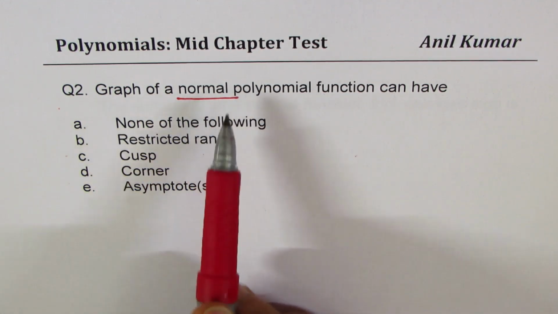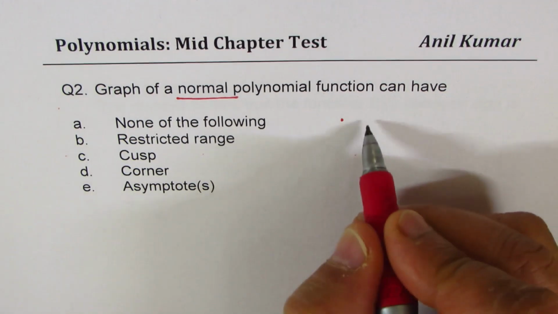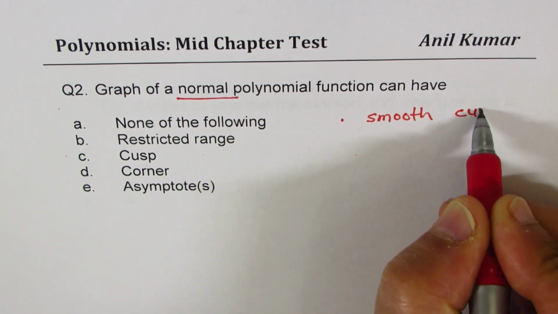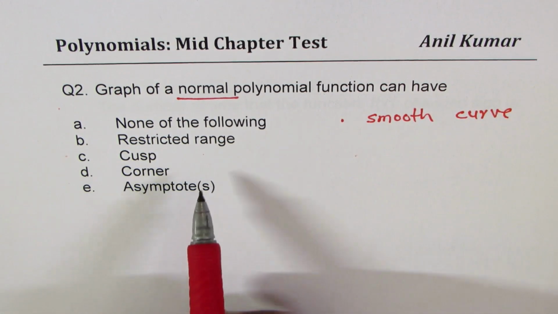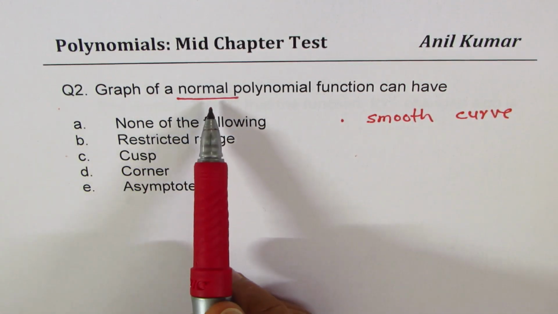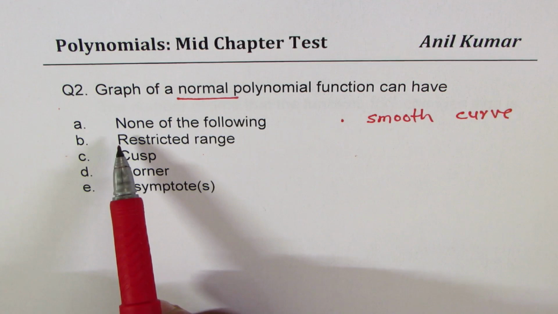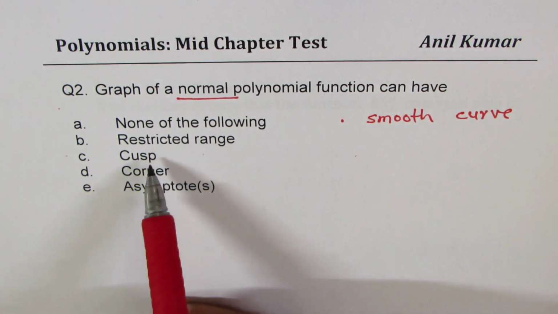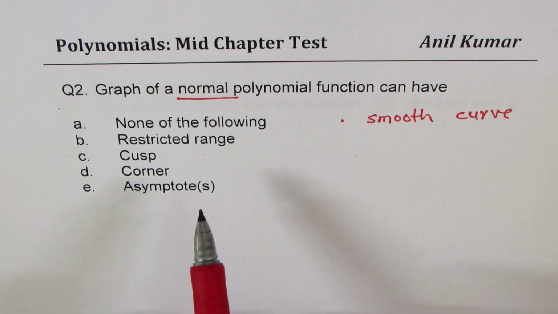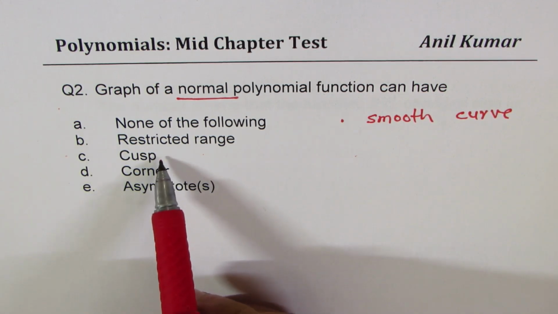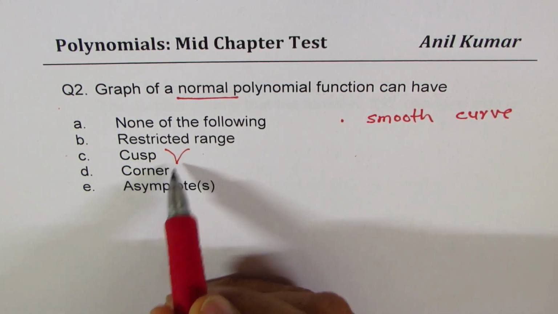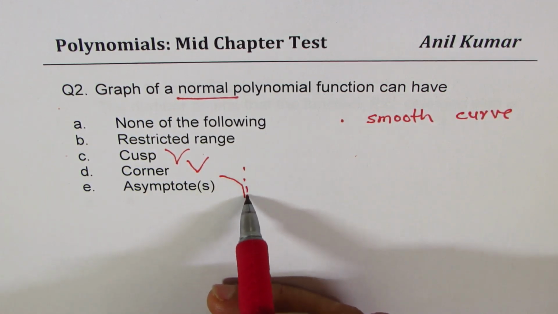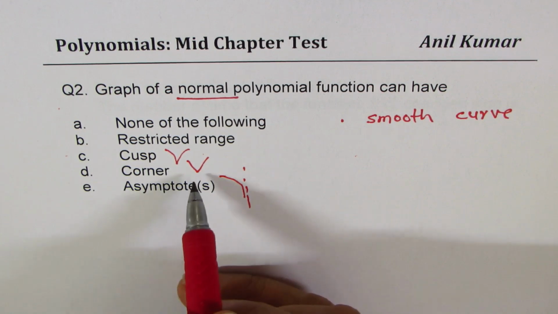So as you know, the graph of a normal polynomial should be a smooth curve. That is very important, right? So the graph of a normal polynomial function can have, first option is none of the following. So restricted range, cusp, corner, or asymptotes. Well, we know clearly it cannot have the cusp, right? Because this is not a smooth curve. Corner, we cannot have, nor could you have something like this, right? Those are not there.